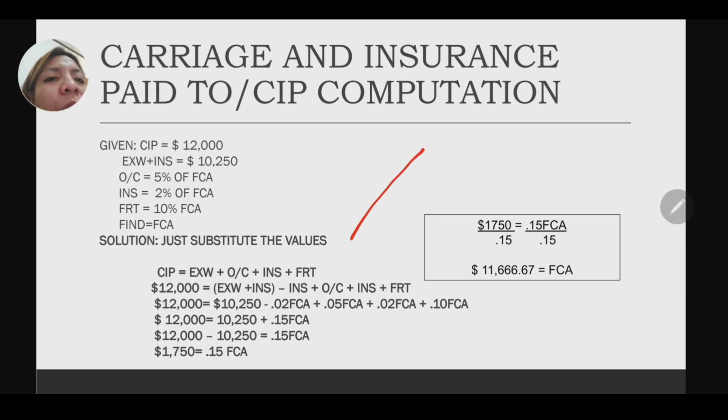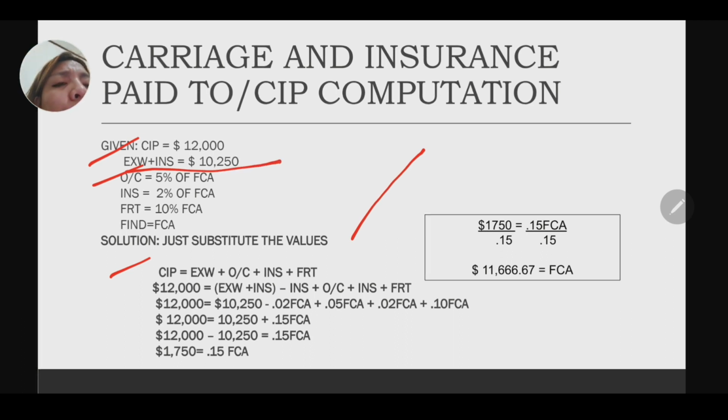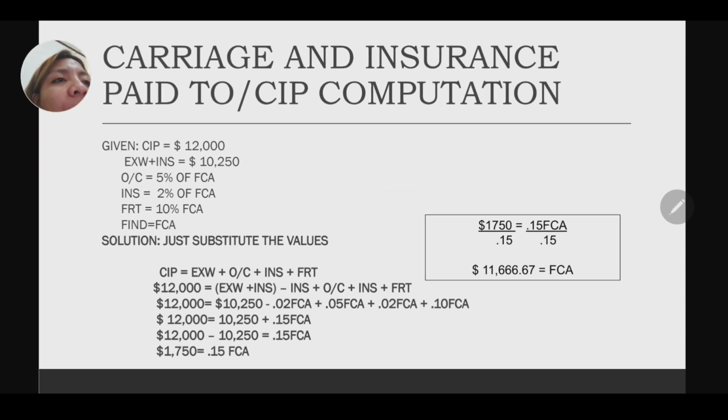In this case, we're going to use the second formula of CIP because the givens are ex-works and other charges. So ex-works plus other charges plus insurance plus freight. But notice that the given value of ex-works has insurance in it. So what we need to do is subtract the insurance from that ex-works plus insurance to get the value of the ex-works. Again, we just need to substitute.